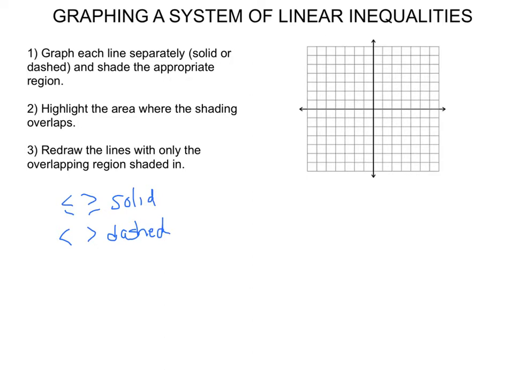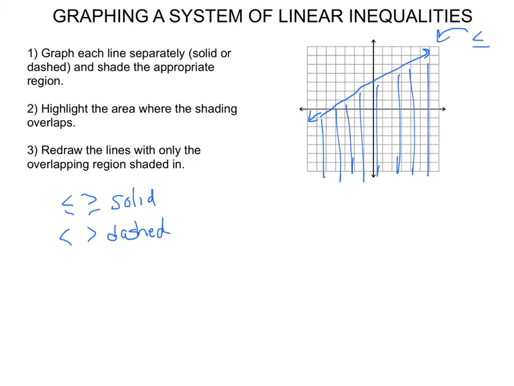Let's say the first line that we have is going to look like this. So this would be our line, and we are shading everything below it. Not that I care really what the specific line is, but because it's below and because it's solid, we know that this is going to be a less than or equal to line.